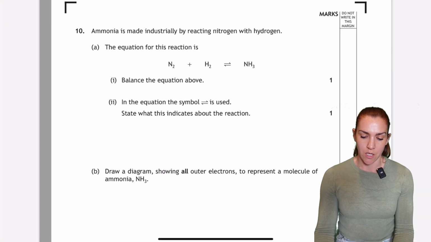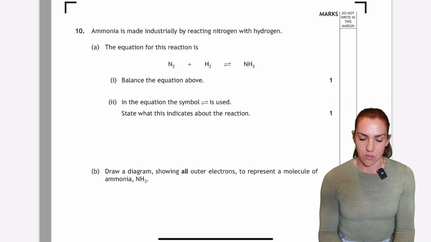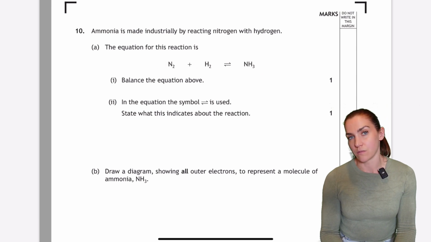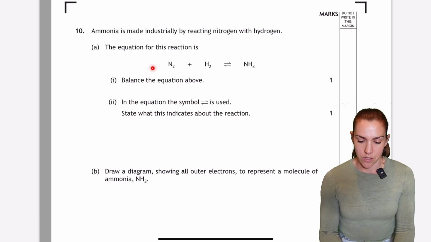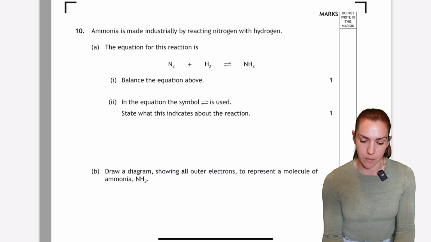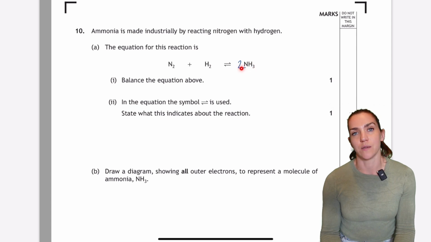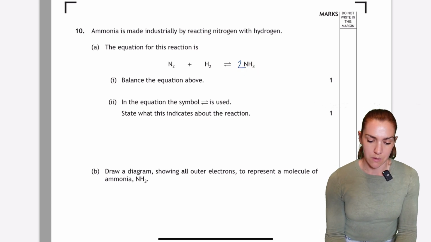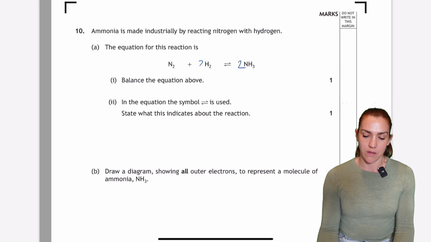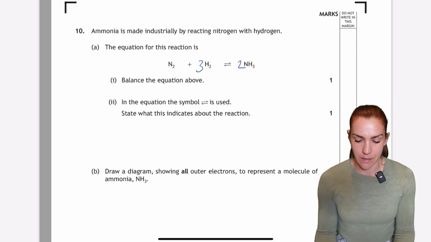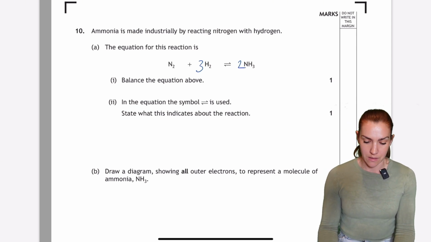Balancing the equation. So the easiest way to balance the equation normally is going through the elements from left to right. So if we start off with the nitrogens, there's 2 on the left and only 1 on the right. So we need to multiply this by 2. So that gives us 2 and 2. Then we move on to the hydrogens. We've got 2 on the left and we've now got 6 on the right because 2 times 3 is 6, which means we need to times this H2 by 3 to get that up to 6 as well. And then that's us all balanced.